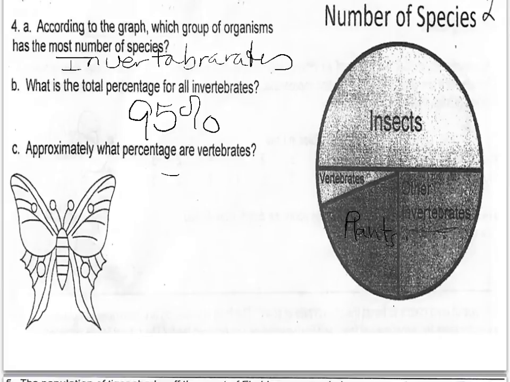Approximately what percentage are vertebrates? Well, that's the percentage that's left, and that's 5%. Okay, and again, all I did here was say, okay, this has to be 25 because this is 50, and that's half of that. This has to make up to be 25, and this is most of it. So a good approximation is assume that's 20%, and that's 5%. Okay.